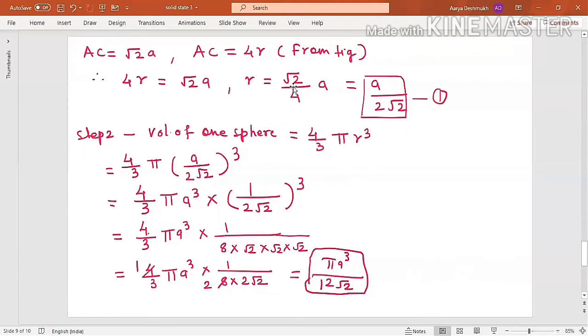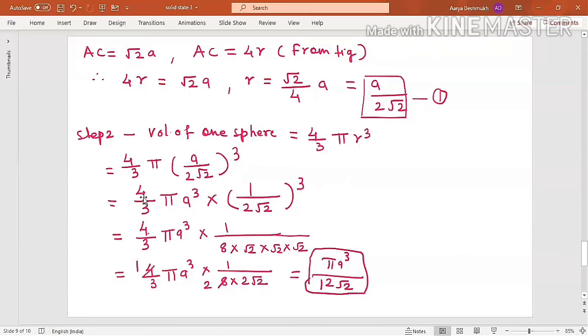So R will be equal to square root of 2 upon 4 into A, or you can write this as A upon 2 into root 2. This will be your equation 1. Now volume of one sphere. We know that it is 4 by 3 pi r cube. Now just substitute the value for r, because we got the equation in terms of r also. So r equals square root of 2 upon 4 into A, or A upon 2 into root 2. So 4 by 3 pi, A upon 2 into root 2, whole cube.